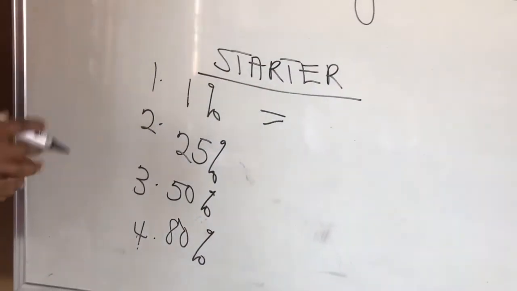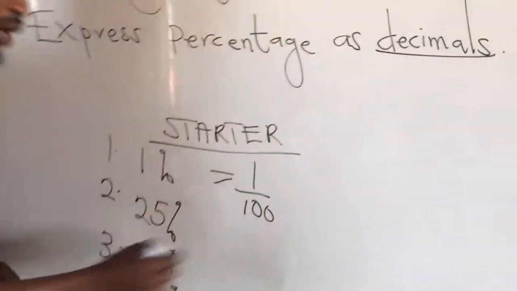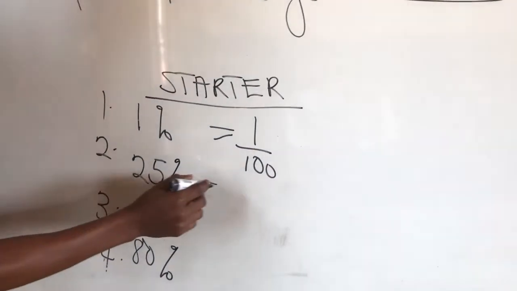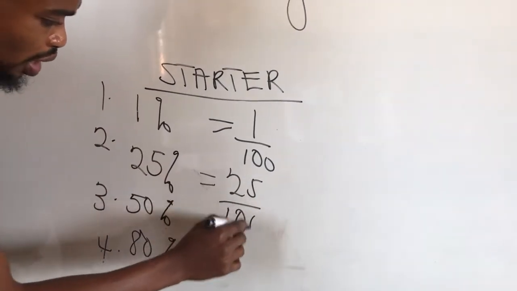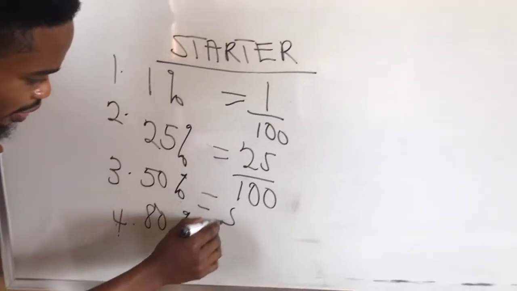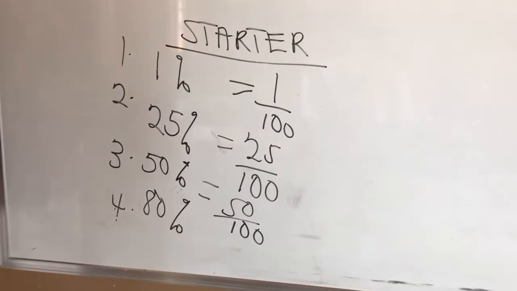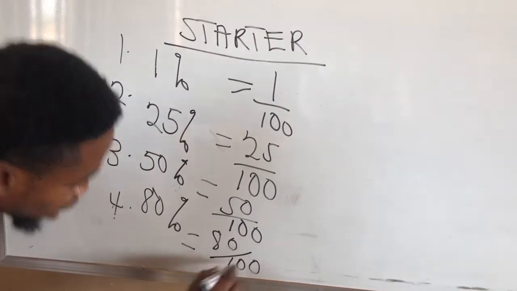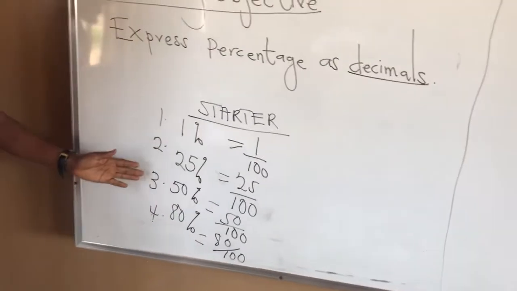Remember in our previous lesson, I told you that 1% is 1 out of 100. 25% is equivalent to 25 out of 100. 50% is written as 50 out of 100. And the last number is 80%, which is 80 out of 100. This is how we express the percentages.